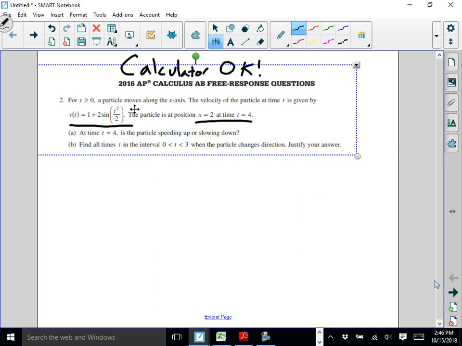The first thing I want to do is go to my graph and graph my velocity equation. So go ahead and take your graphing calculators out. The more you practice doing this on the calculator, the easier it'll become and the faster you'll be at it.